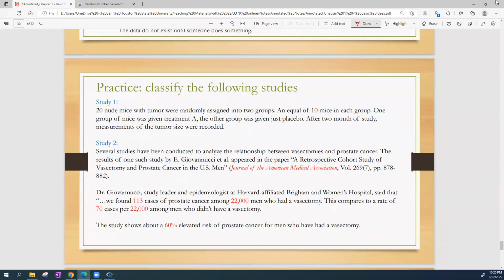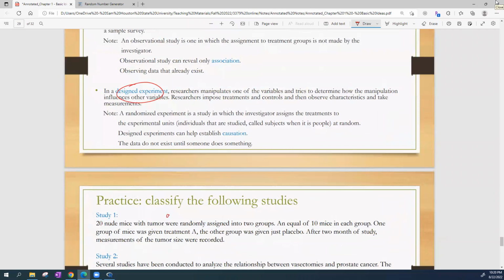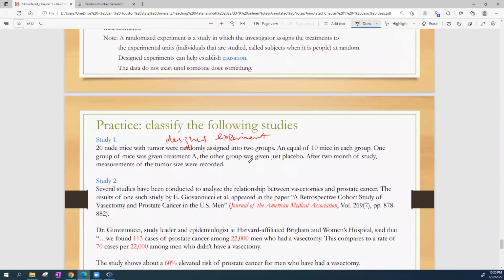So which one is it? Design experiment, right? The investigator assigned the treatment to the experimental units, which is the mouse here. And then data do not exist until someone does something. And then the causation, right? Establish causation. We want to look at whether there's a significant difference between the treatment and the placebo.